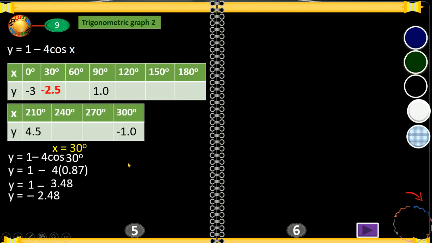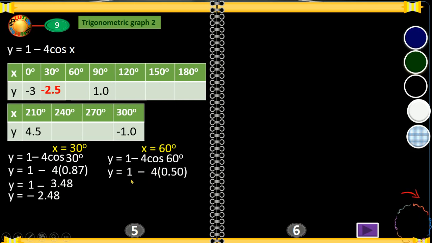We are going to find the value of y when x is equal to 60 degrees. So replace this with 60. Then we simplify, because cos 60 is 0.5. On further simplification, that will give us 1 minus 2. So then y is equal to minus 1.